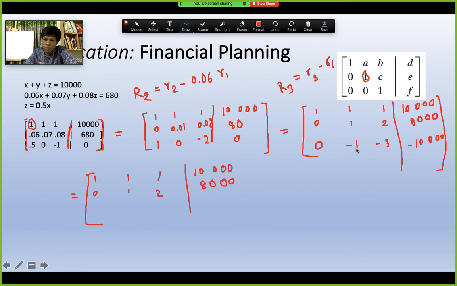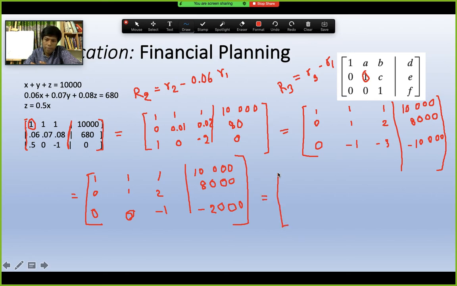We need a 0 here. So we can get this 0 by adding this line and this line. Okay, so then we will get 0, 0. And if we add this and this, we get a minus 1 here. Then this and this, if we add, we get minus 2,000 here. Let's multiply this last line by a negative sign because we need a 1 here.